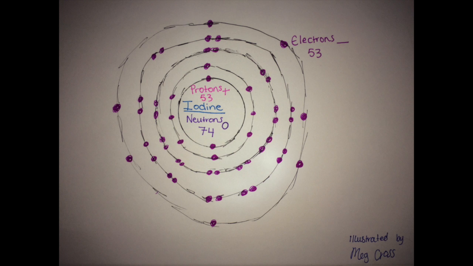The boiling point of iodine is 457.4 Kelvin, or 180 degrees Celsius. The melting point of iodine is 386.85 Kelvin, or 113.7 degrees Celsius. The amount of protons and electrons in iodine is 53. The amount of neutrons in iodine is 74.